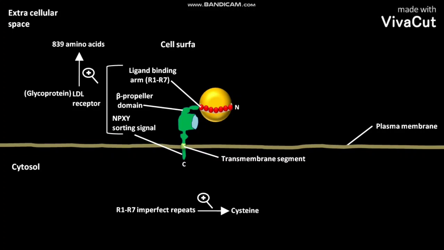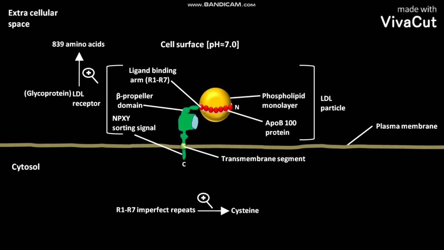When the pH of extracellular space is almost equal to 7.0, the LDL particle binds to the LDL receptor. The LDL particle has an ApoB100 protein. The LDL particle has a phospholipid monolayer. The LDL particle has some cholesterol esters.